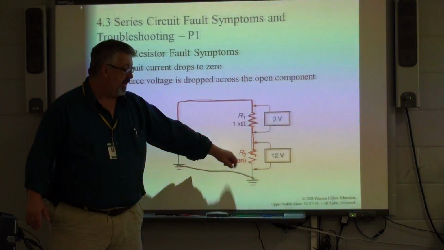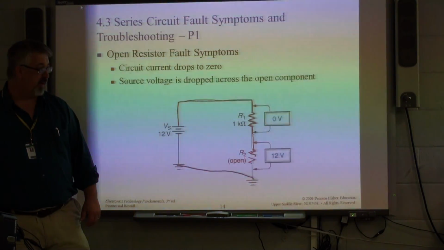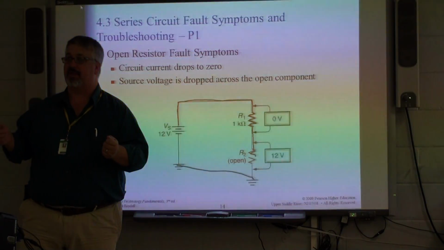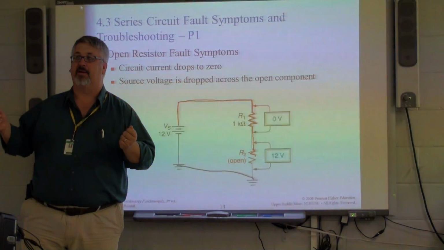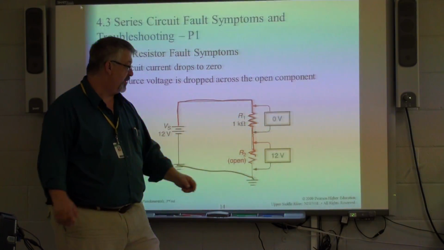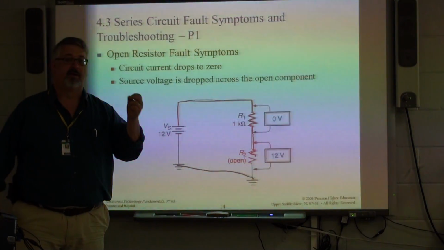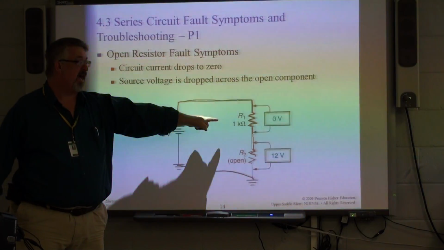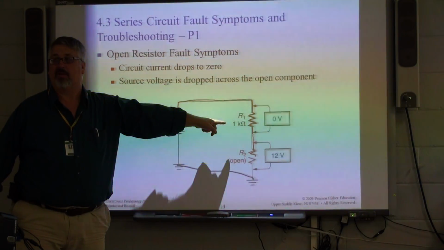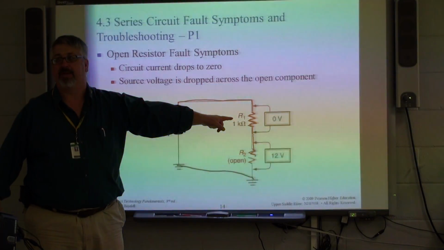What will we read across R2? 12 volts. Everybody's mind, mine included at times, wants to go, oh, if it's open, you'll read nothing. But you're going to read applied voltage without any drops. The reason for that is to calculate a voltage drop across this resistor, we have to have current flowing through it. If current's not flowing, this guy's not dropping anything.